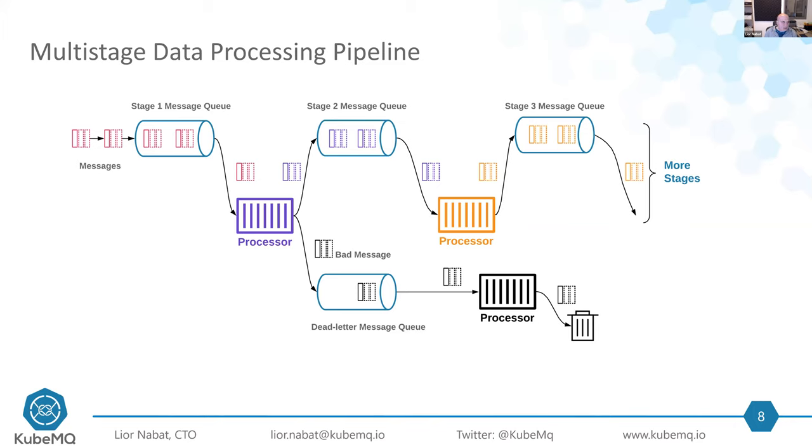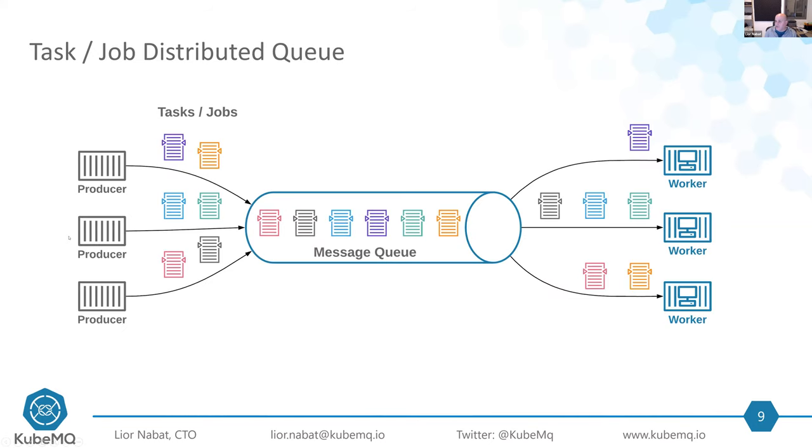So this is a very typical scenario. Another one is very familiar. Actually, most of the usage of queuing is a job and task distributed queue, where you have many producers sending tasks and jobs to a messaging queue. And on the other hand, some workers are taking this information from the queue and processing it.